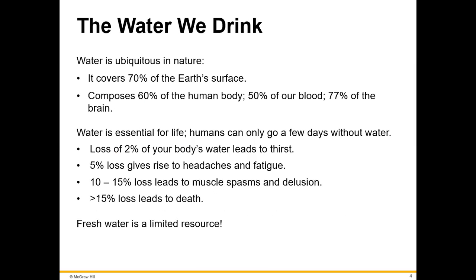Let's talk about water. Water is ubiquitous. That's a fun word. Ubiquitous just means everywhere. So if you want to impress someone with your vocabulary, use the word ubiquitous somewhere today.